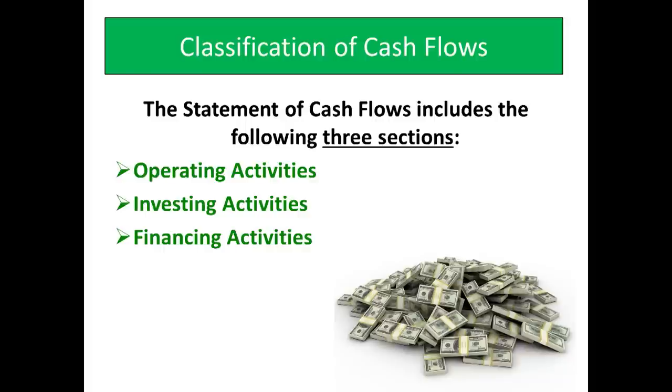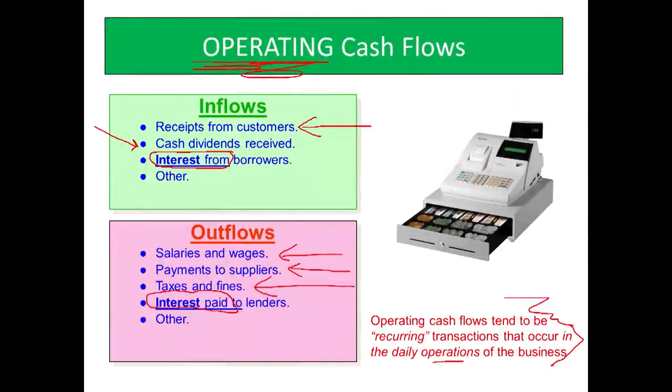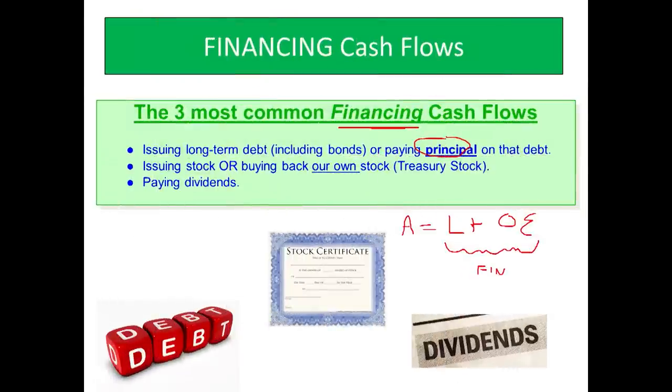The key thing is to be able to look at a cash flow and know what type of cash flow it is. Is this an operating cash flow? Is this an investing cash flow? Is this a financing cash flow? I gave you the examples of operating cash flows: those things that happen in the daily operations of business. They're very repetitive.